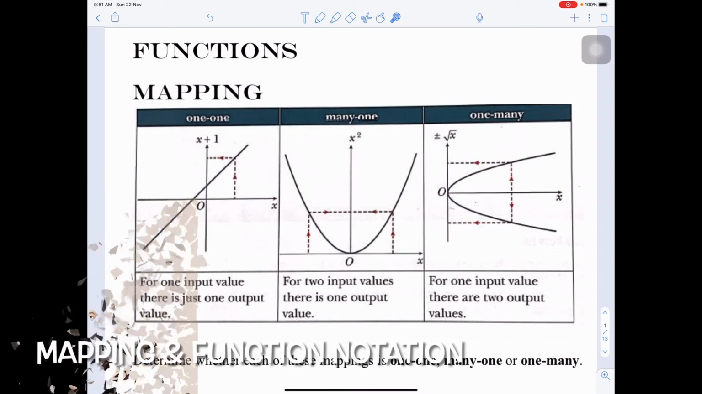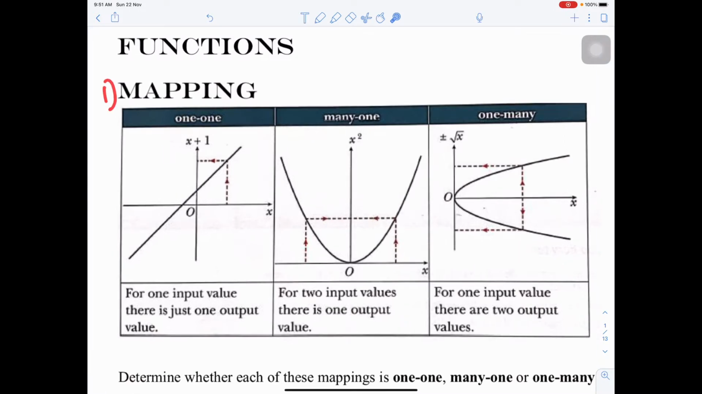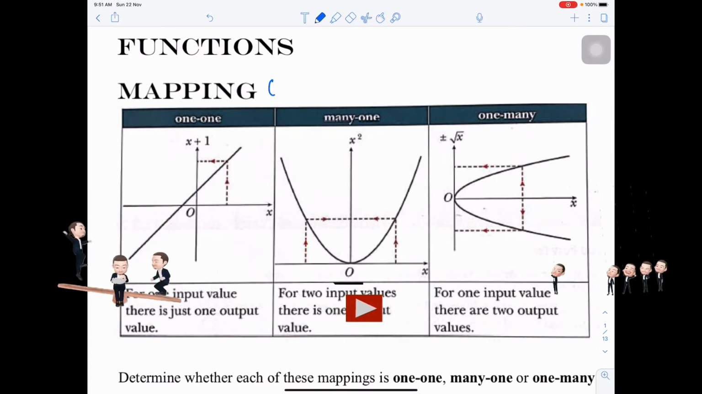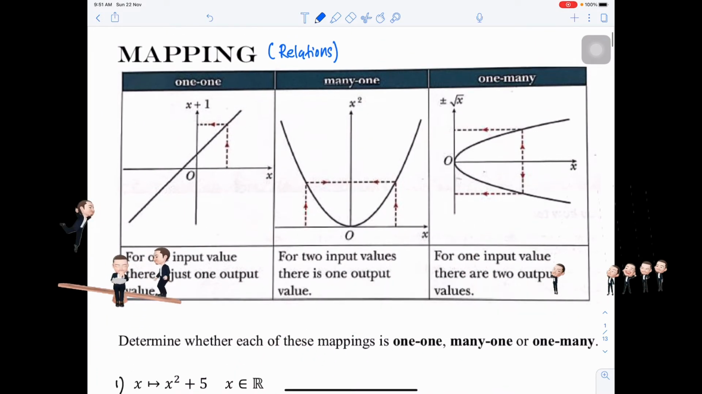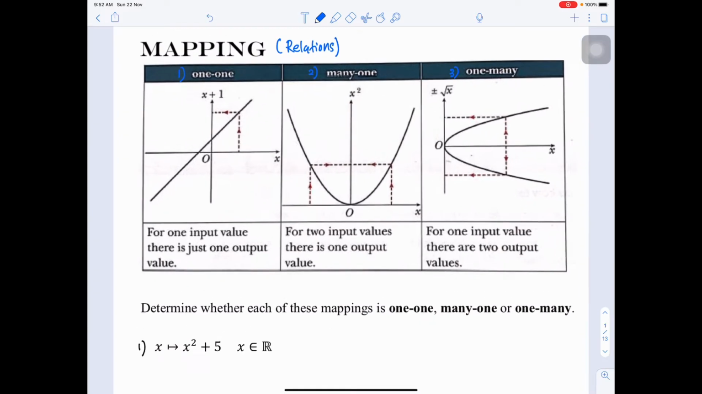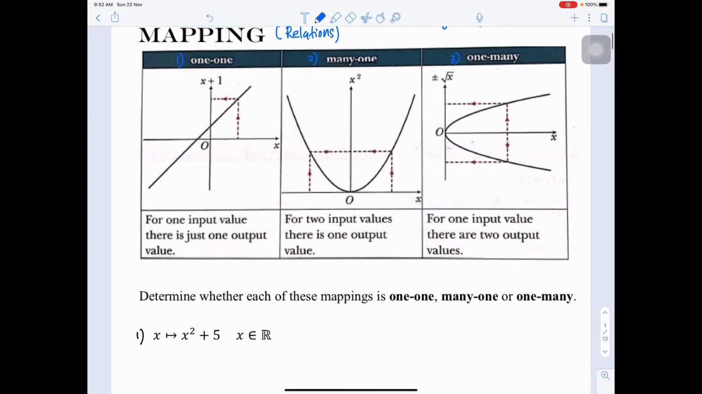Now let's discuss a new topic, functions. For the first subtopic in functions, it is mapping, and actually we can also call it a relation. Now we are going to discuss three types of relation or mapping. The first one is one to one, the second is many to one, and the third is one to many. Actually there is another type of relation, which is many to many, but now I just want to discuss three types of mapping or relation.